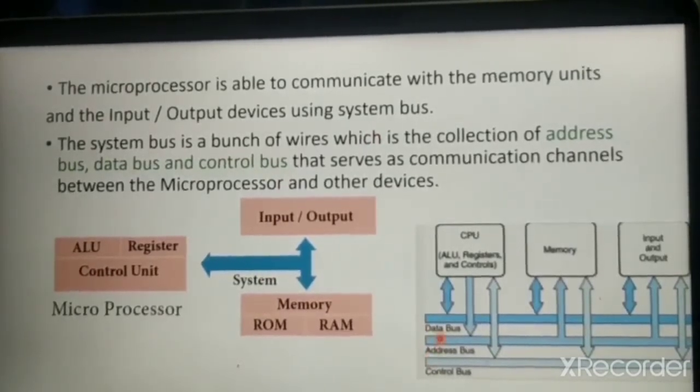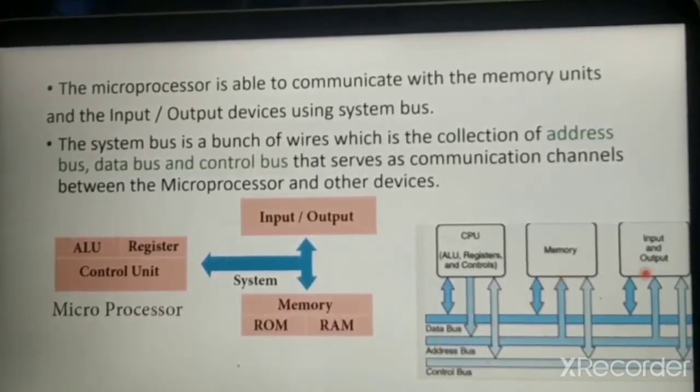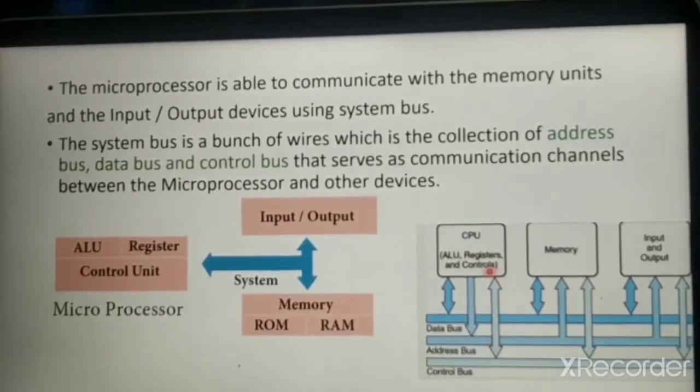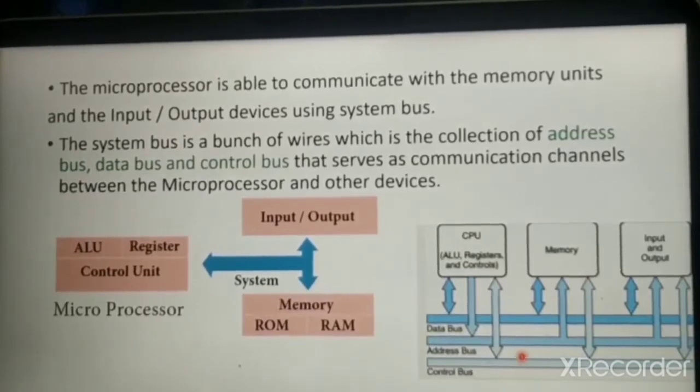The data bus carries data from input unit to memory, memory to output unit, memory to CPU, and CPU to memory. The address bus carries address information from the processor to memory. Then the control bus carries control information from the control unit to all other units of the computer.